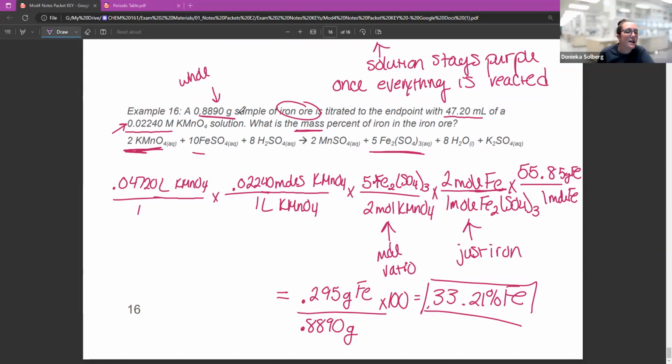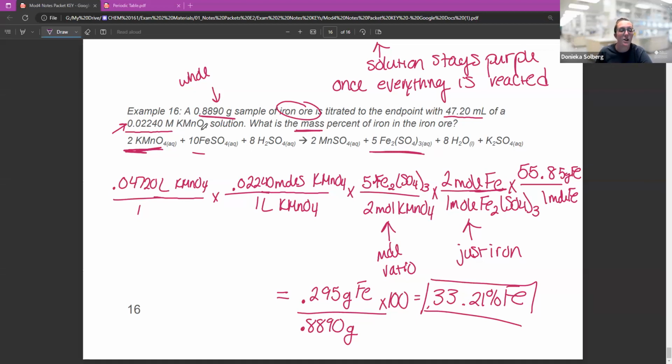I've got a 0.8890 gram sample of iron ore. What is iron ore? Well, that's where iron comes from. It's not pure iron, it's Fe, but it's got some other stuff in it. It's titrated to the endpoint with 47.20 milliliters of this molarity KMnO4.